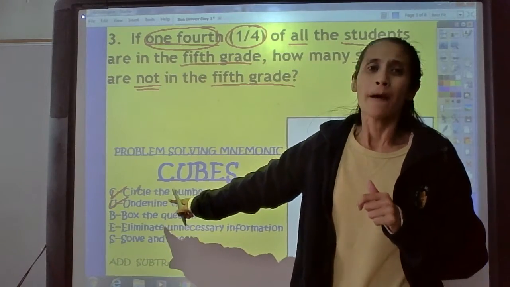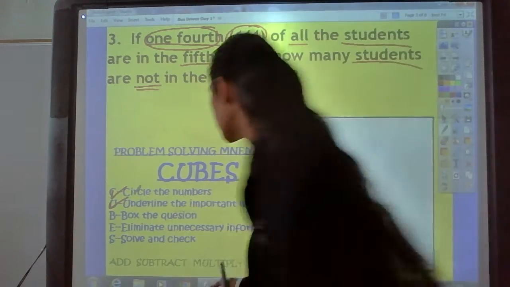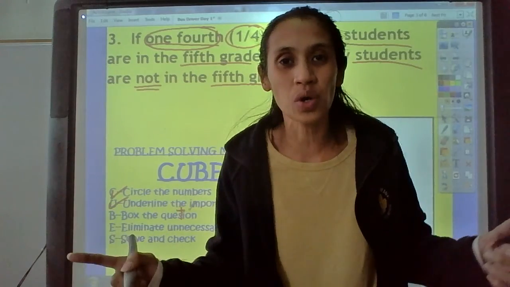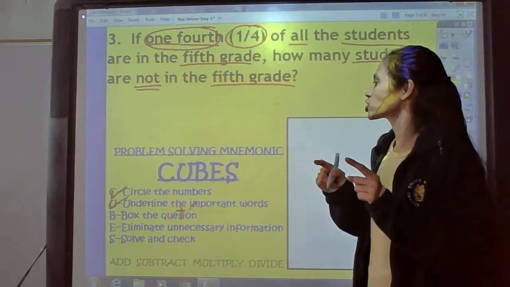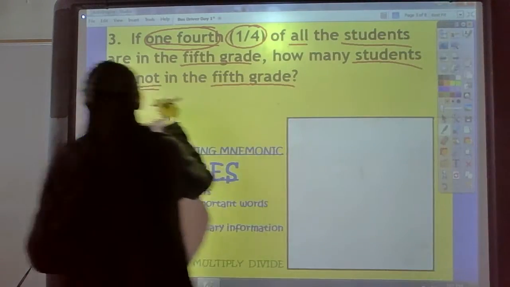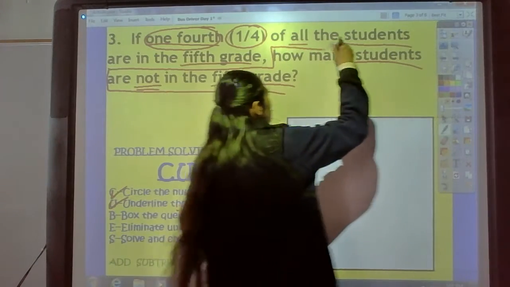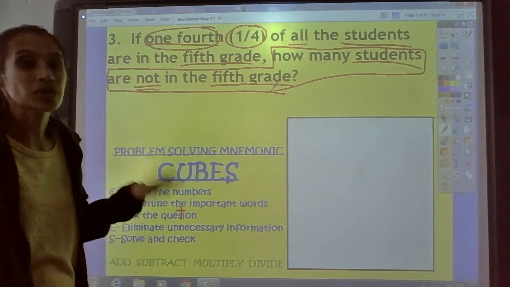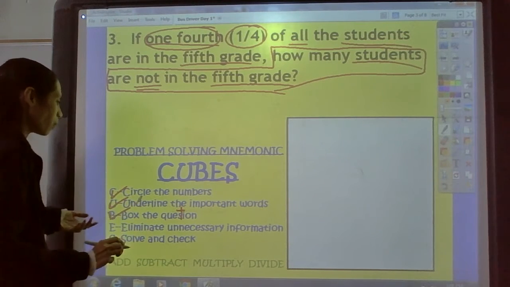The next step is B, box the question. Did I just notice I didn't even spell the word question right? You guys didn't tell me that, and I just noticed that. I gotta go back and fix all the ones. Gotta fix my word. All right, so box the question. Where's the question? How many students are not in the 5th grade? Let's box that. Box it, even though this is a weird looking box. Now, if you want to highlight it, you can highlight also, okay? So how many students are not in the 5th grade? All right, I'm done with that one.